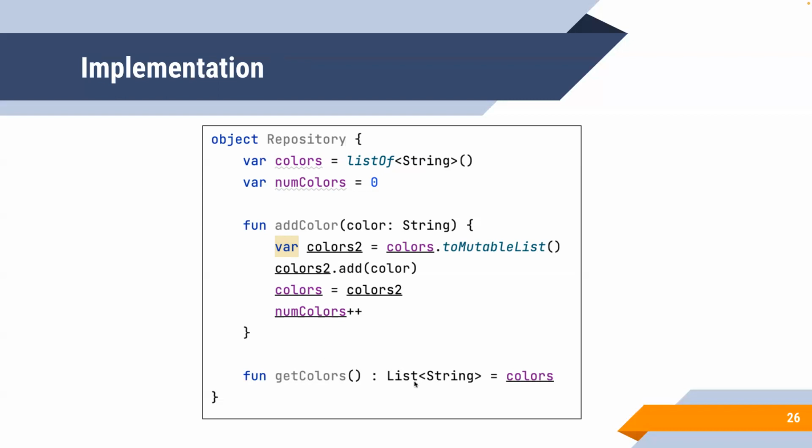And then we also have this get colors. It's just going to return a list of these colors. But you'll notice that up here, it's a list, so it's not mutable. But then when I change it, I am changing it to a mutable list, adding it, and then changing it back to a list. So when I return this get colors, whoever called get colors cannot change it without using add color. Since this is a list, it's immutable. I can't add anything to it. So I'm being very careful about that when I'm designing these repository methods.